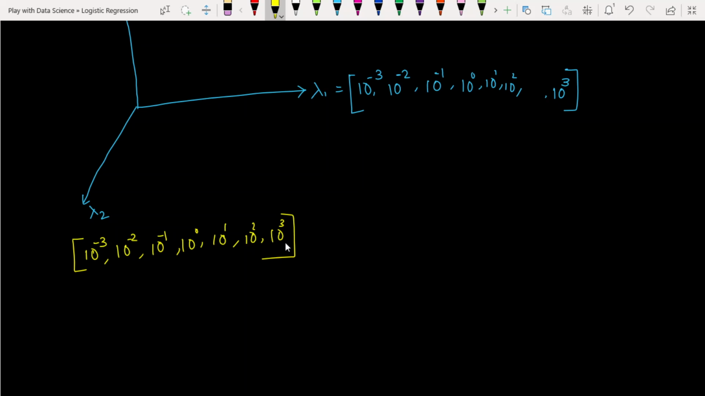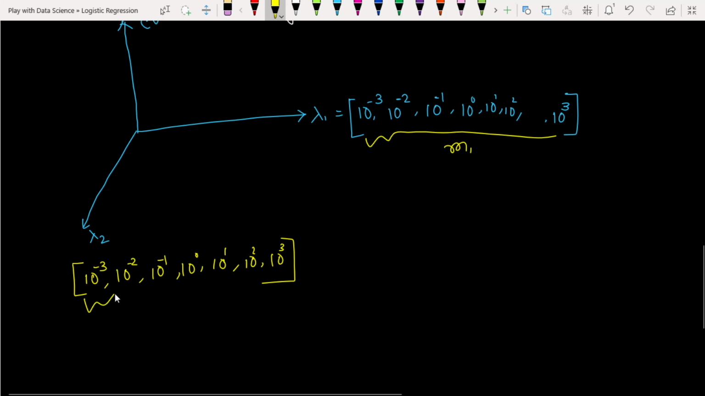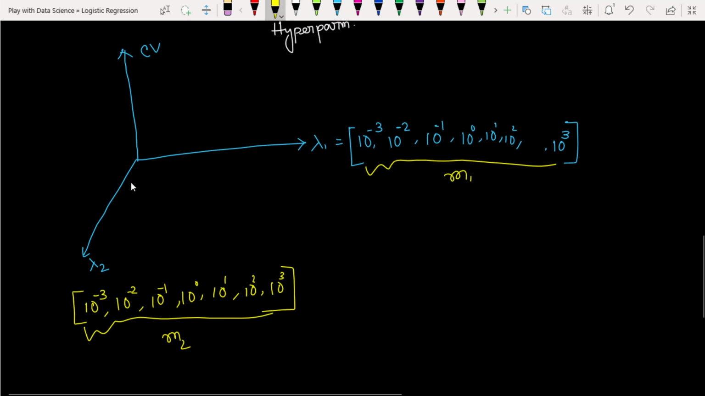Okay, let's assume we are dividing this interval like this. Suppose we have m1 number of points here, and here we are dividing this interval into m2 number of intervals. If we take the pair of points, then we can easily draw them on a grid plane.